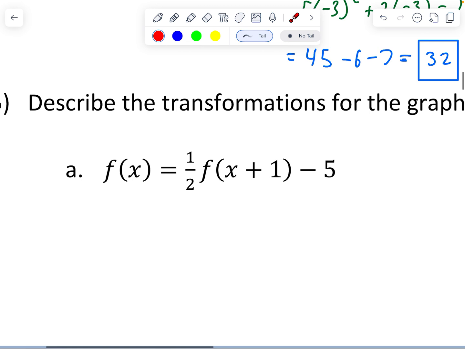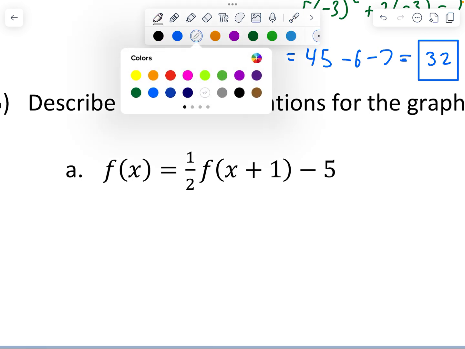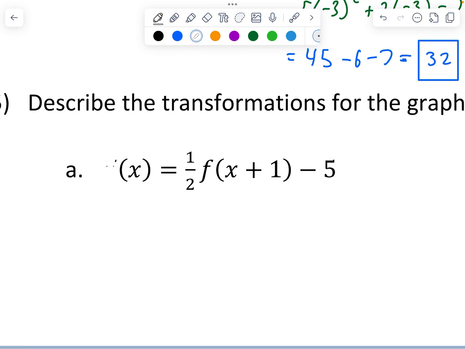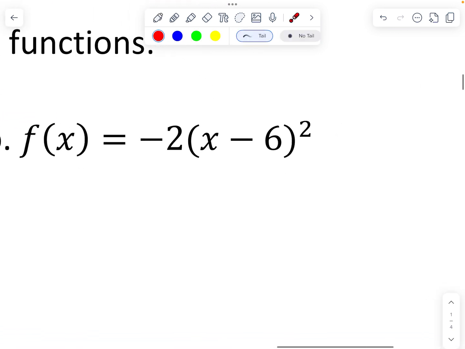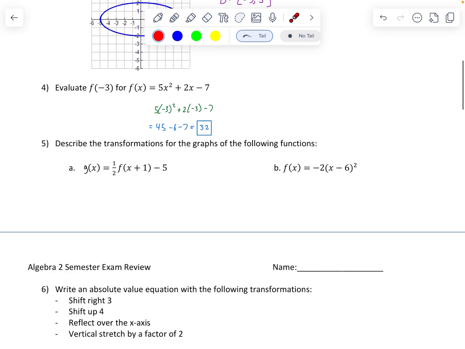Also, I've changed the original. This should say g of x. I can't have the same letter on both sides. You don't really need to worry about that, but I think I changed the problem to look like that. Over here, our parent function is a quadratic. Doesn't really matter. You should know that this makes it go right 6. This is a vertical stretch of 2. This flips it upside down over the x-axis, reflection over the x-axis.